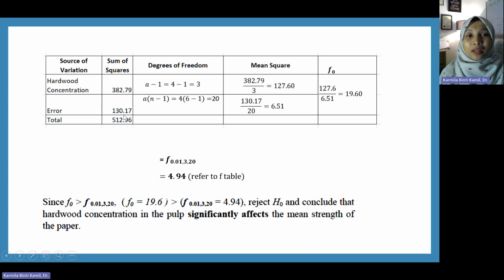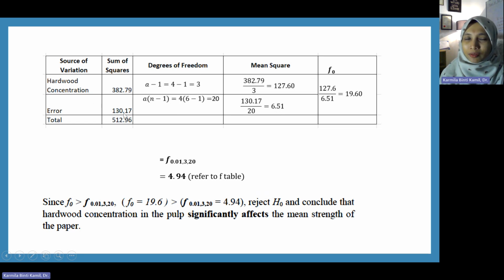Now you already have these three values. Next, find the degrees of freedom. To find it, take the value of a, in this case 4 levels, minus 1, and you get 3. The second one is 4 levels times the number of trials, 6 minus 1, so you get 20 here. Then find the mean square: take the sum of squares over the degrees of freedom. So you get this value, 127.6, and also 130.17 over 20, you get 6.51.